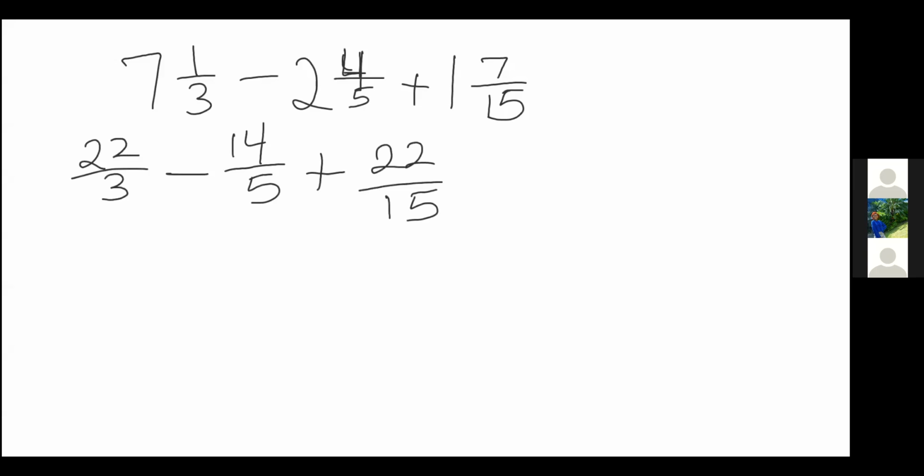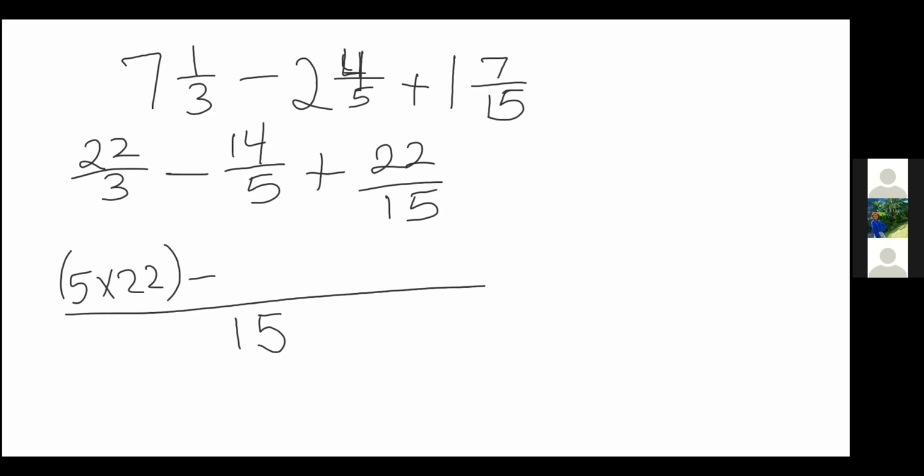Second step is what? Find our LCM, and as we could see nicely, that LCM would be 15. 3 by 5 can give me the 15, and then there's also a 15 on the side there. So I could say 3 into 15 is 5, so that's going to be 5 by 22. Subtract 5 into 15 is 3, so 3 by 14. Add 15 into 15 is 1, 1 by 22.